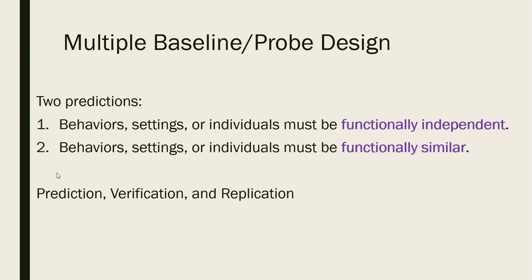At the same time, we would like to make sure that the behaviors, settings, and individuals are functionally similar, meaning if they are exposed to the intervention, they would respond. For example, if a behavior is maintained by attention, and non-contingent attention is the intervention, you would want all three behaviors to be maintained by attention. But at the same time, just because non-contingent attention was given, we would want them to be functionally independent in that it wouldn't automatically impact all three.